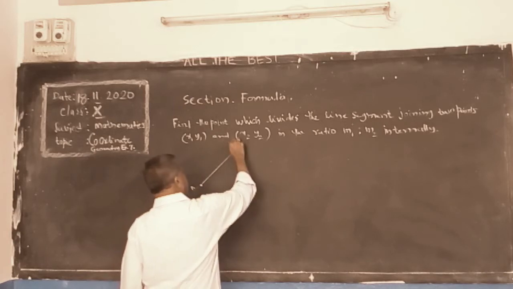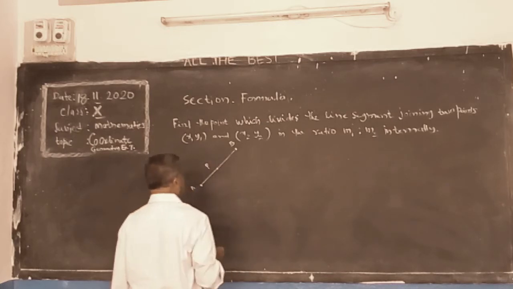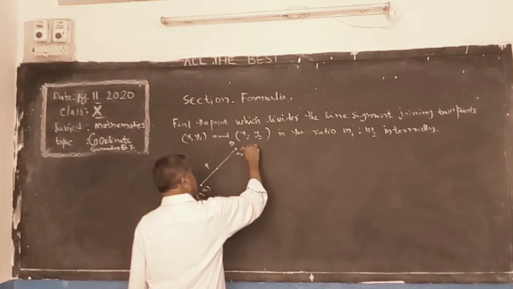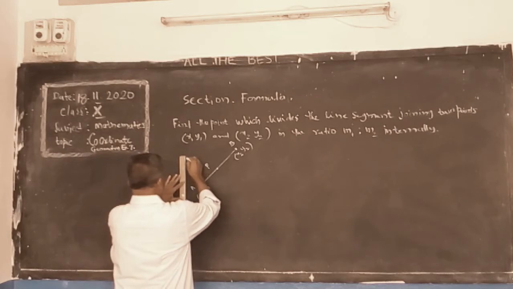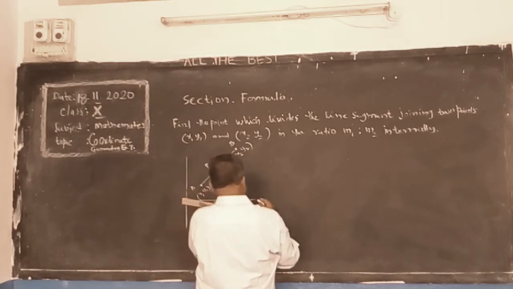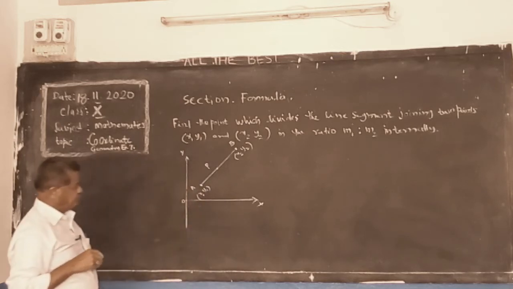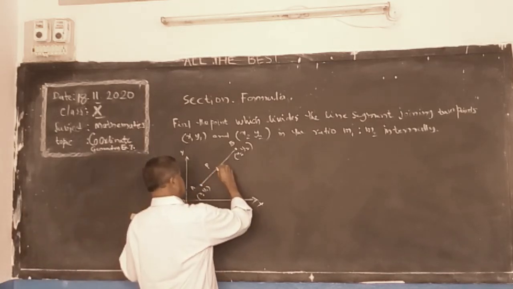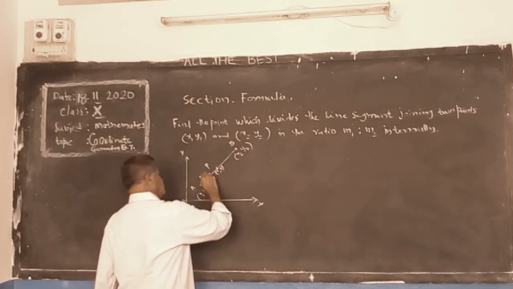Say this is A, B, point P, x, y. Coordinates of A are x1, y1, and coordinates of B are x2, y2. This is the X axis, and this is the Y axis, with origin O. Let the point be P, x, y, given x1, y1, x2, y2, dividing in the ratio m1, m2.